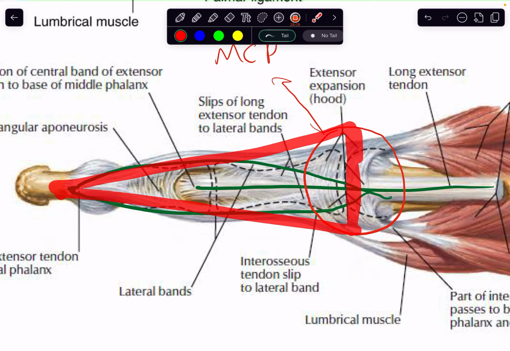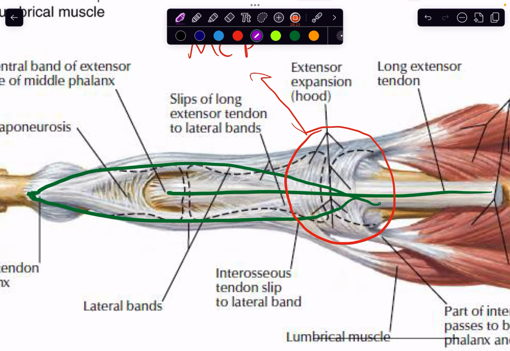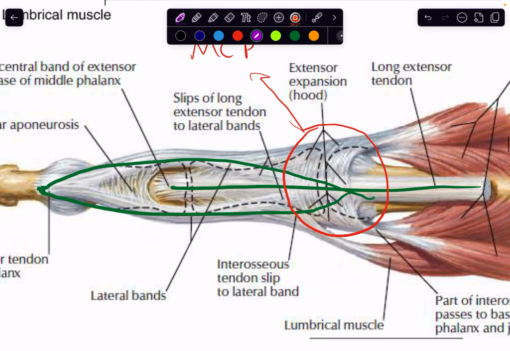Now here, this is called the expansion. This combination of tendons, this is the hood. Have you heard of a hoodie? Yes. Right? So this hoodie is actually covering this joint, metacarpophalangeal joint, right?